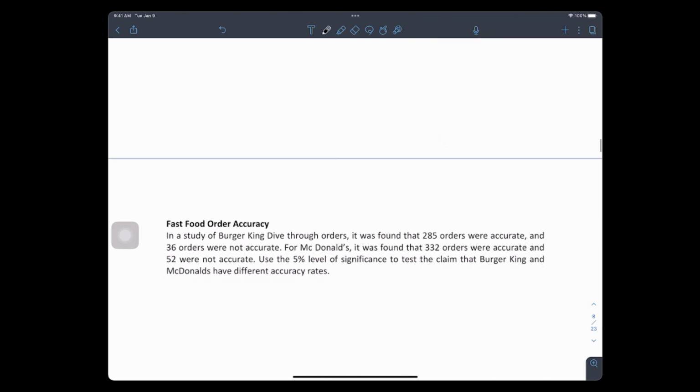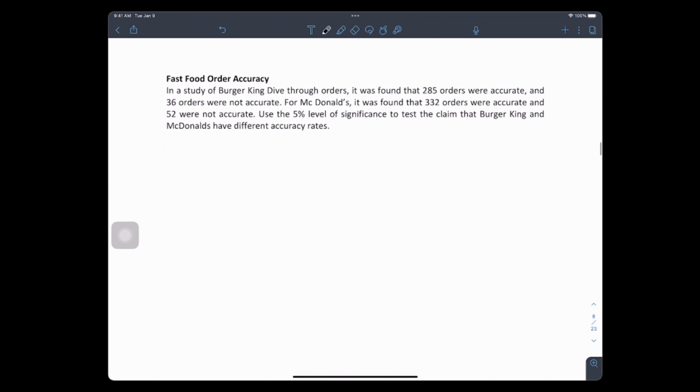Okay, let's go to the next example here. How about this? Fast food order accuracy. You guys order fast food? Does it drive you crazy when they make a mistake on your order? I know I hate it. Woo! Hate that.